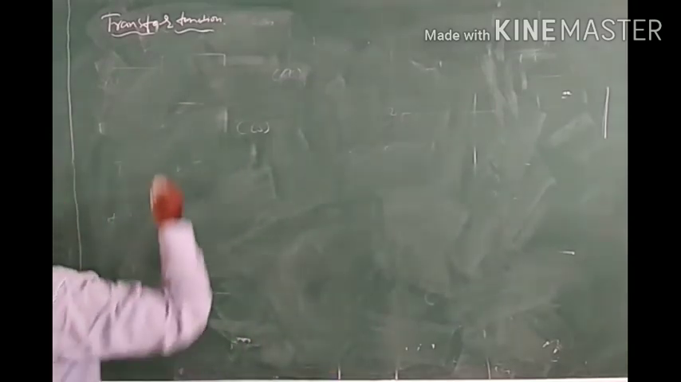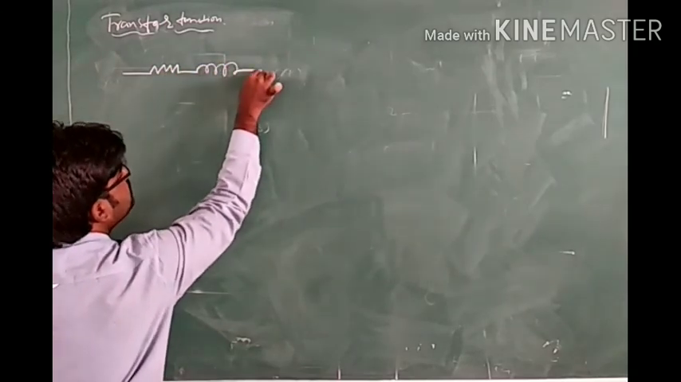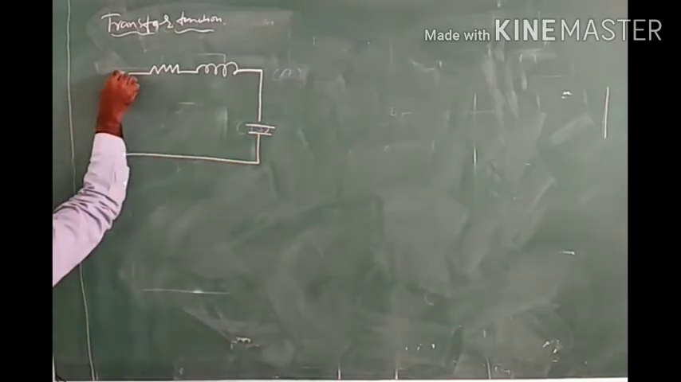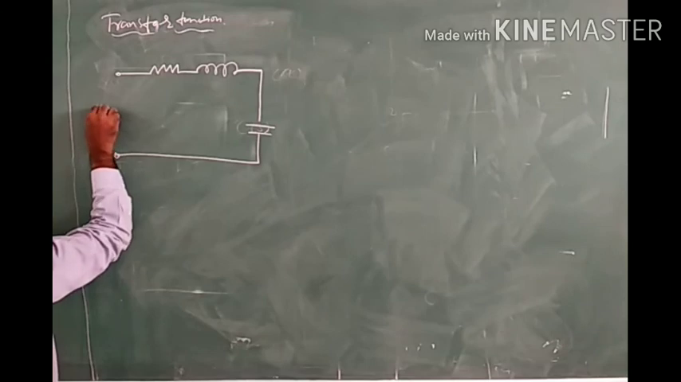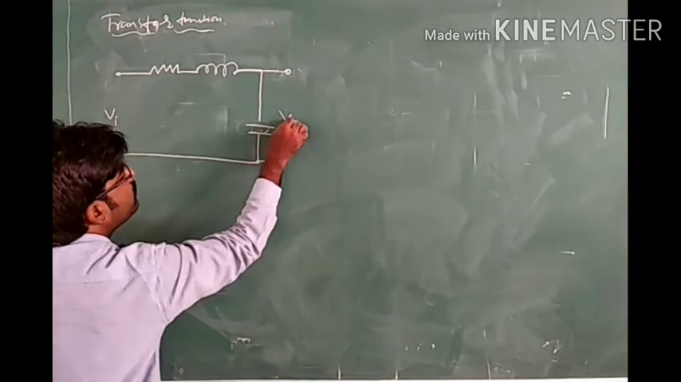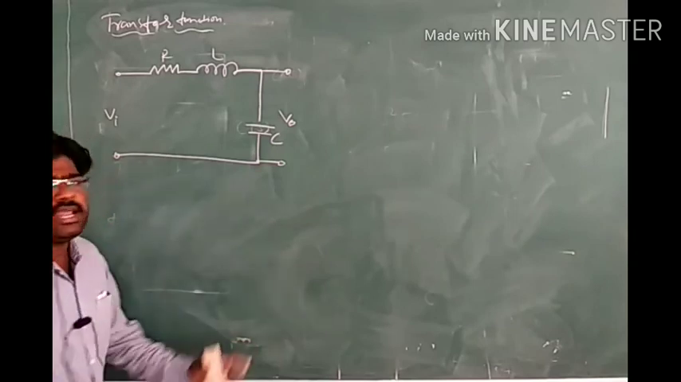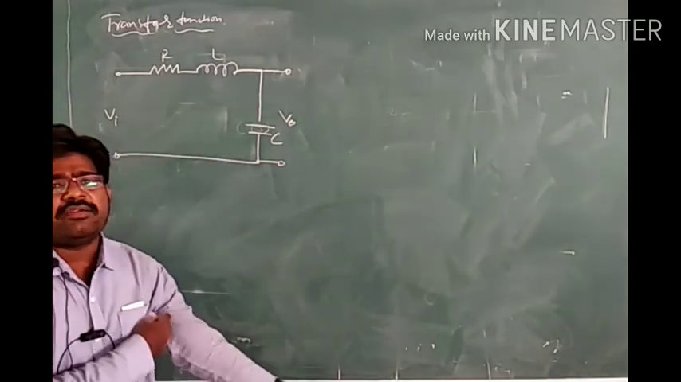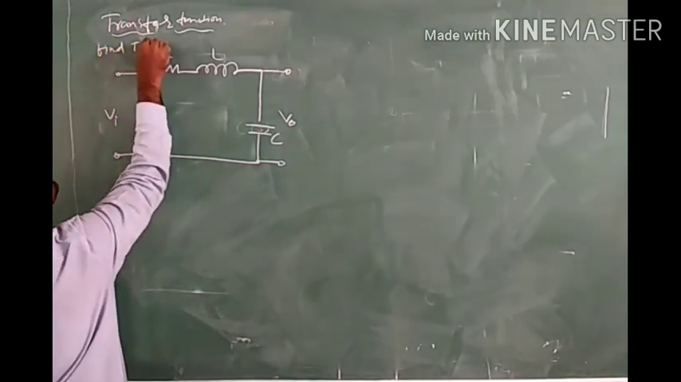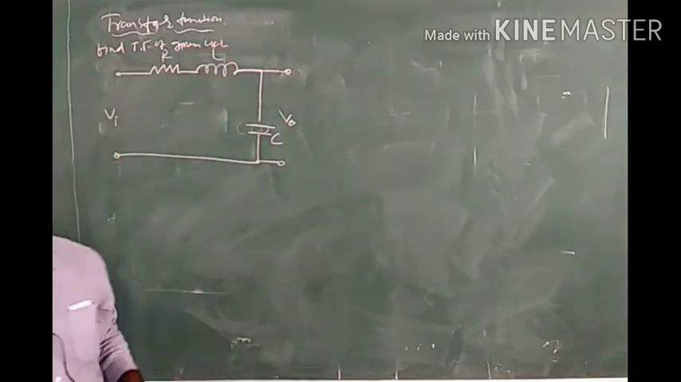Let us consider one circuit. R, L and capacitor will be there. Here Vi is the input, and across this V0 will be the output. R, L and C. Simple electrical circuit I have considered here, and in the exam they will ask you to find the transfer function of the given circuit. This simple problem they will give you.